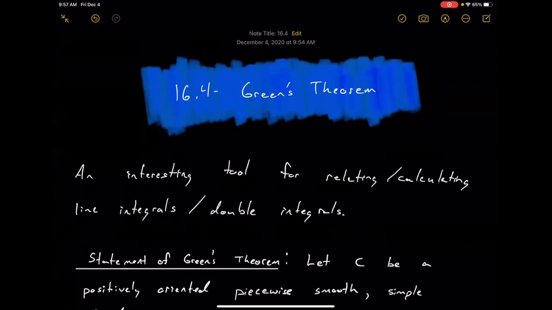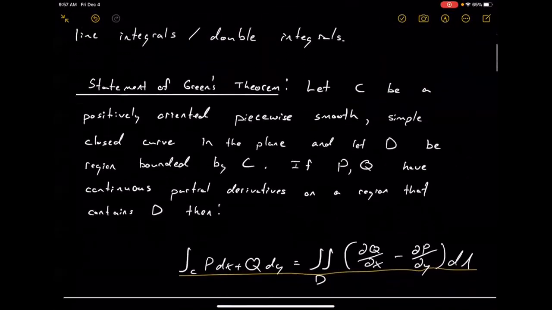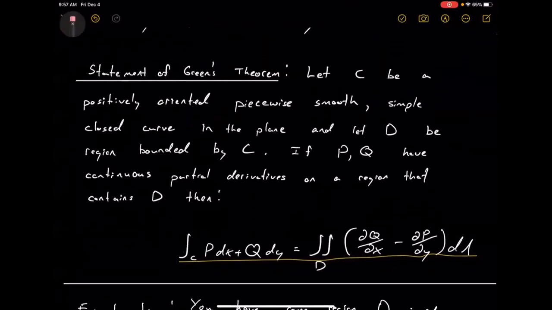So this Green's theorem is going to be a tool for calculating line integrals and relating them to double integrals. Basically, it's a way to convert a line integral to a double integral and vice versa. So if we have a problem with a line integral, and maybe it's a little difficult to calculate, we could just switch it over to a double integral and then calculate it, and it would probably be easier. Okay, so let's look at the statement of Green's theorem.